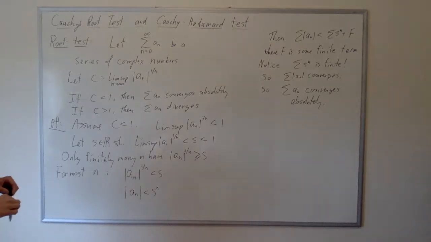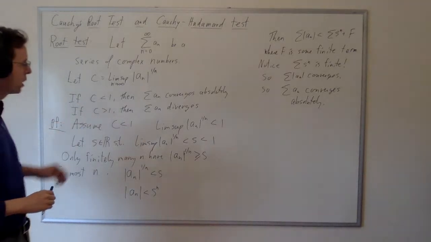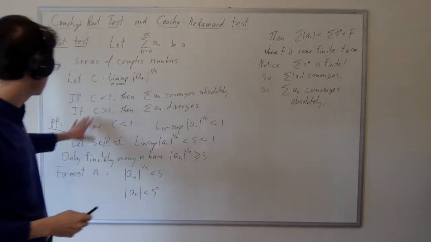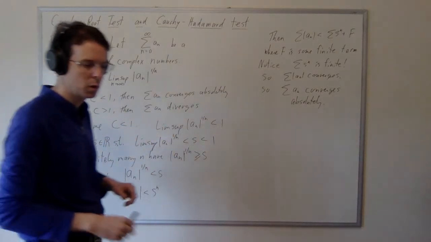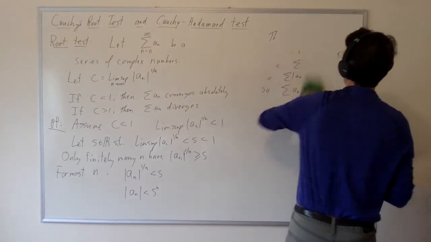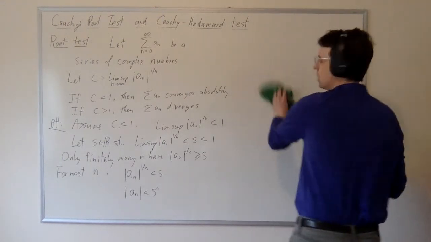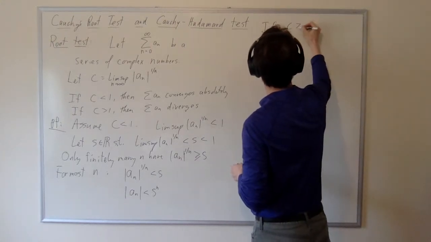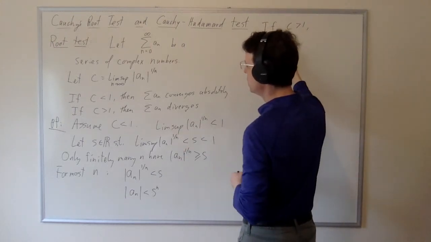Now, what about the other case? So let's do the other case. So I'm going to erase this, and then I'm going to do the case when C is greater than 1. When C is greater than 1, we're going to use a similar strategy. So if C is greater than 1, let's write out what that means.